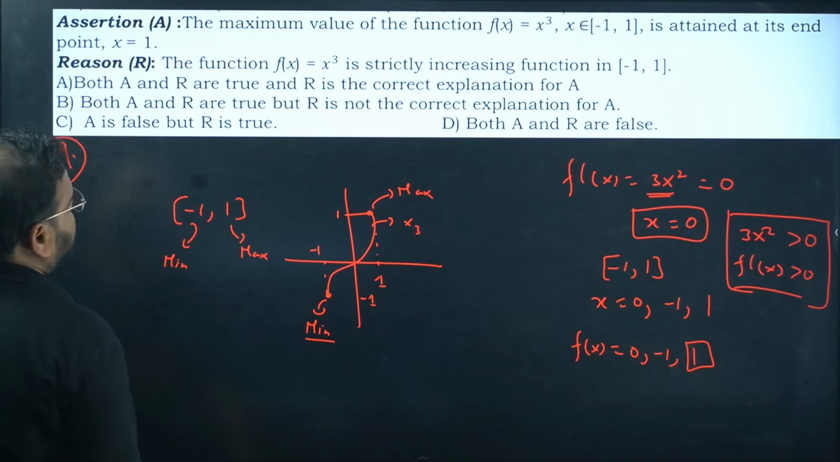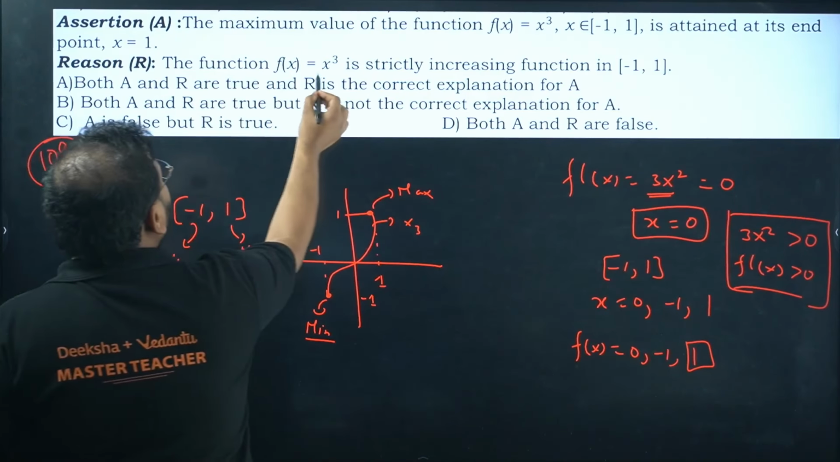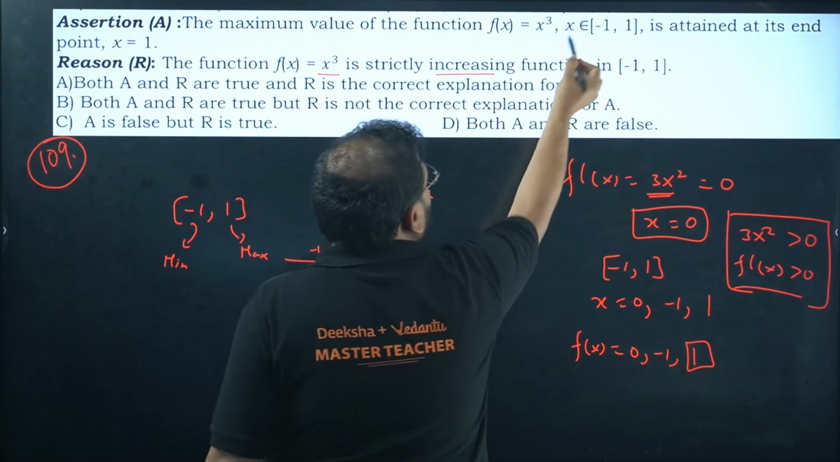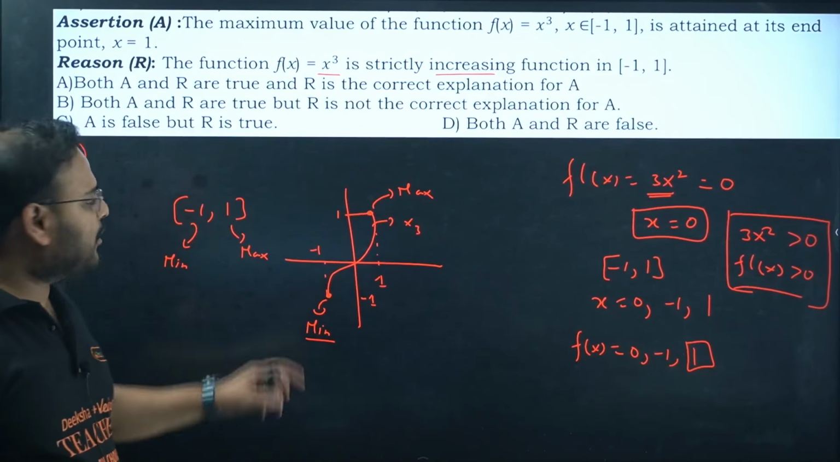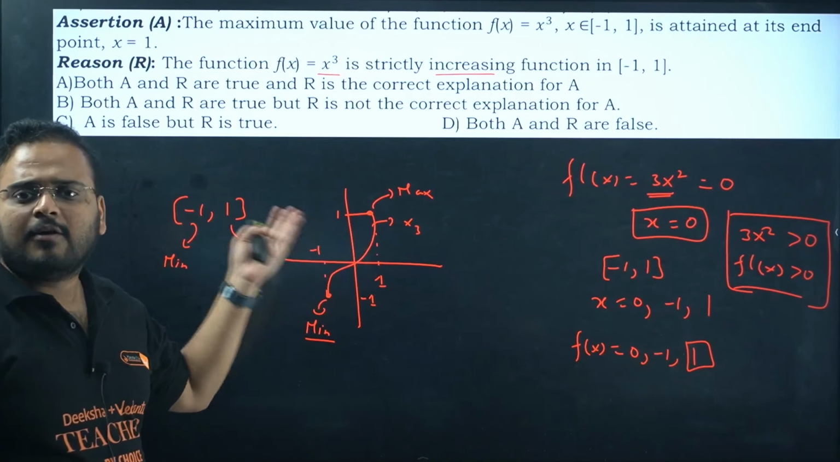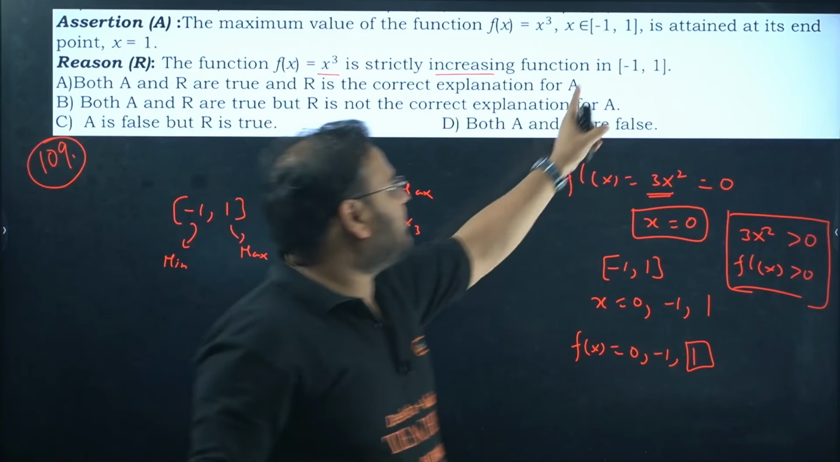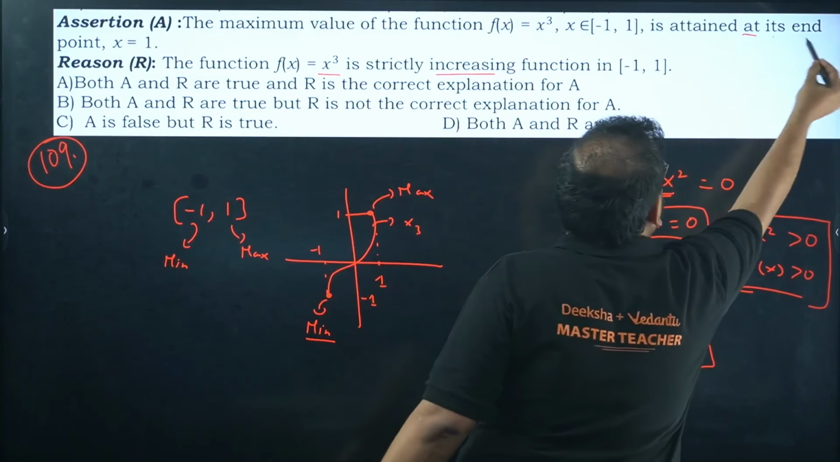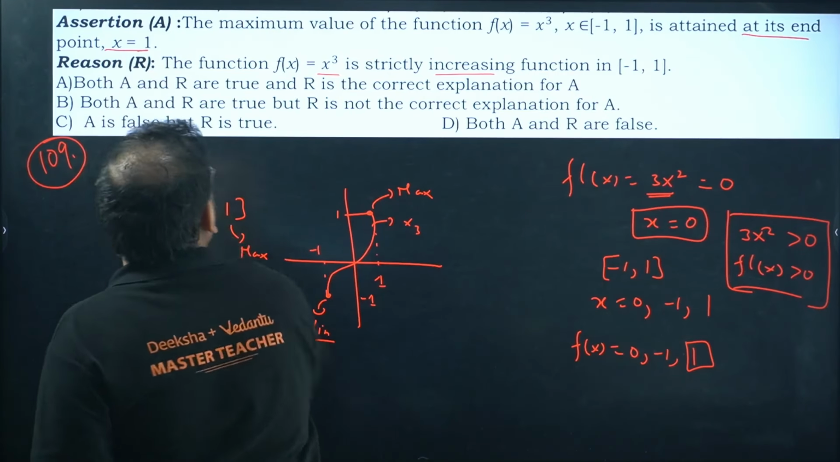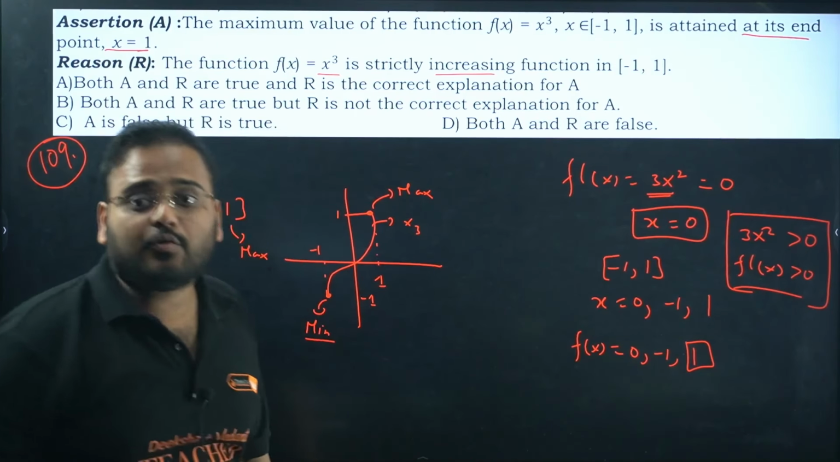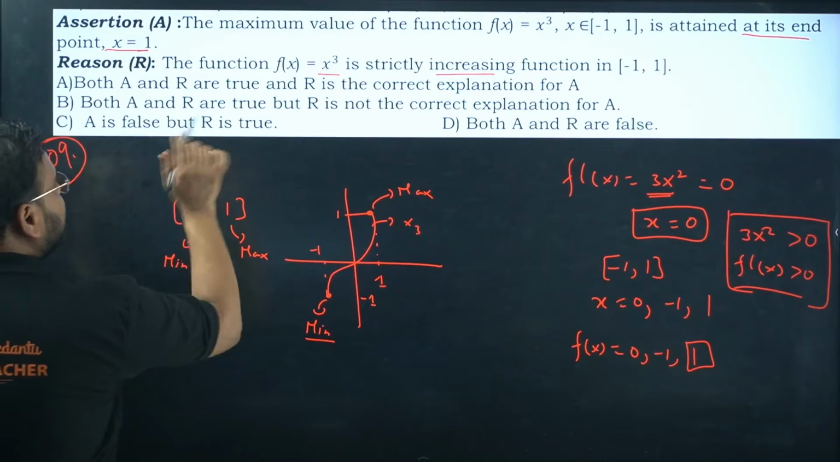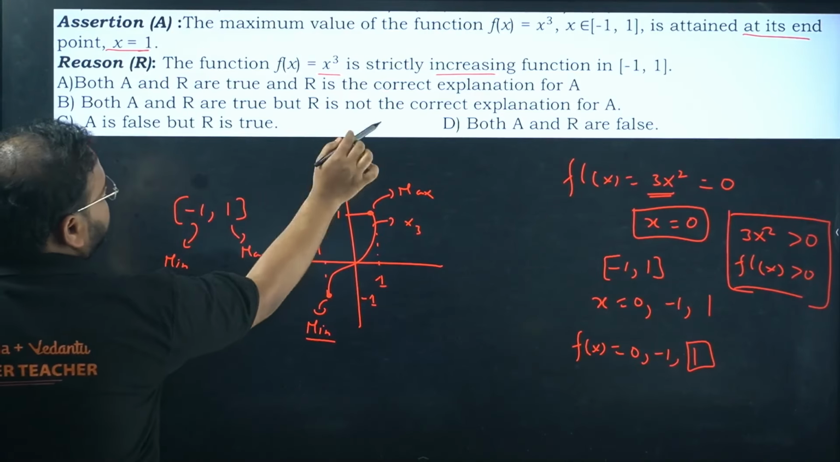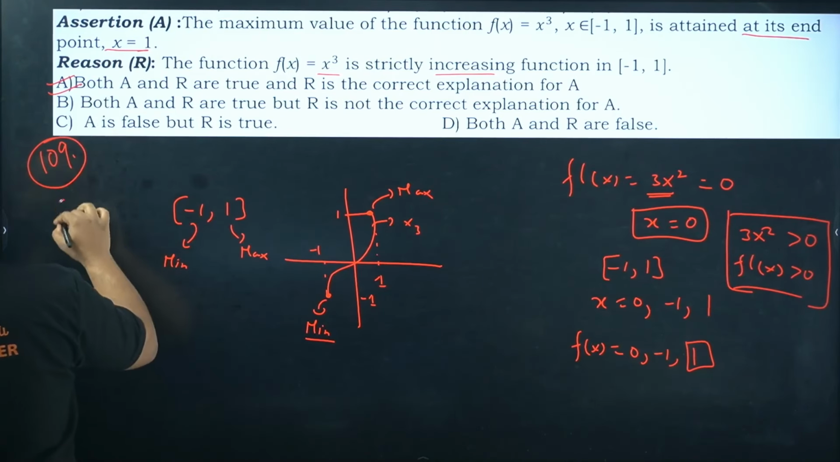Yes, this is correct. The function f(x) equals x cube is strictly increasing in nature. So both statements are true, and because of this statement I get my result. For a strictly increasing function in a given interval, the maxima will occur at the end point x equals 1. So statement 1 is true, statement 2 is true, and it explains statement 1. So the answer is option A.